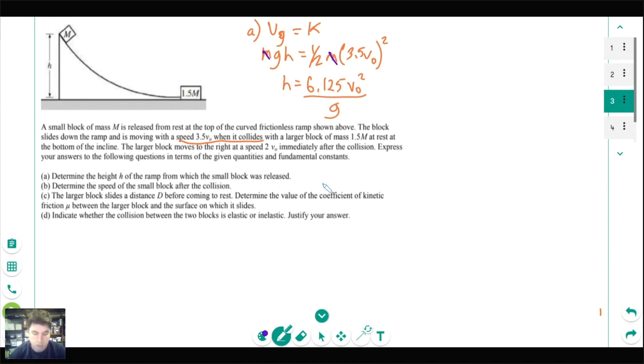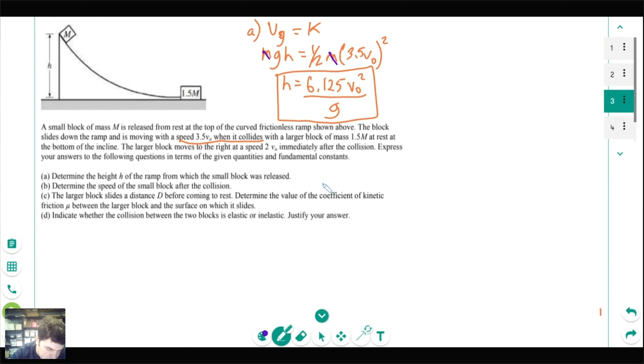And let me just double check that because I'm questioning my math right now that I did earlier. So 3.5 squared is 12.25 divided by 2, 6.125. Yep. And there is our answer to part A. Energy, potential, into kinetic, and solve from there. All right. Second part, determine the speed of the small block after the collision.